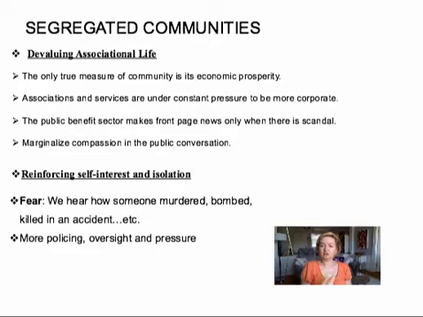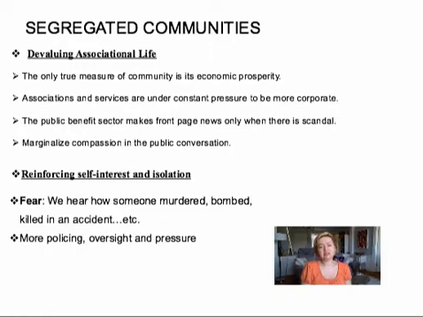Segregated communities, what are the characteristics of those communities? First, what's noticeable is that they are devaluing social ties. The only true measure of community is its economic prosperity. So associations and services are under constant pressure to be more corporate. The public benefit sector makes front page news only when there is some kind of a scandal.